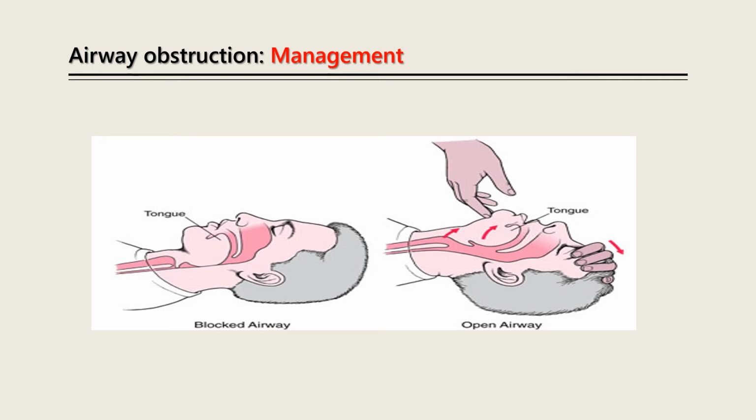How will you open the airway? The most common cause of obstruction of the airway is falling backward of the tongue. When someone is comatose, the muscles become hypotonic, and loss of muscle tone will lead to relaxation of the muscles, including the tongue. So the base of the tongue will fall backward and will cover the epiglottis, and this will lead to obstruction of the airway. So we should open the airway first.